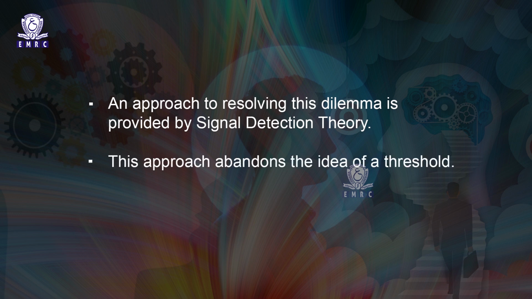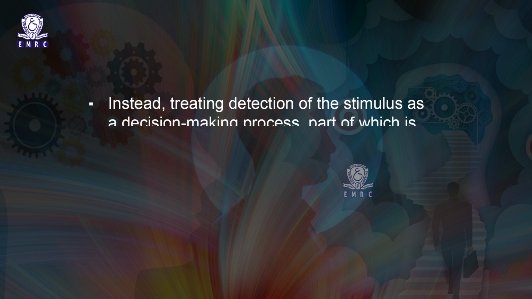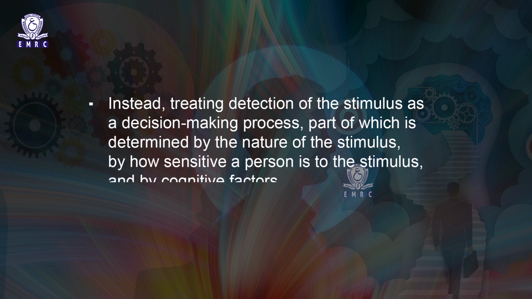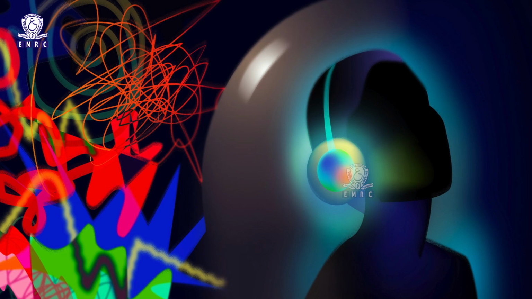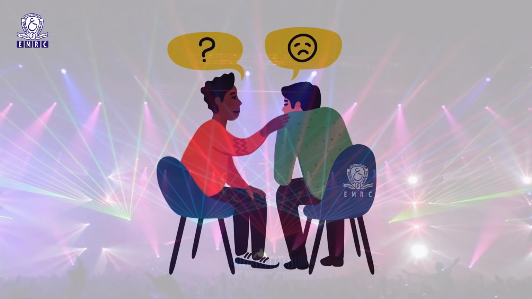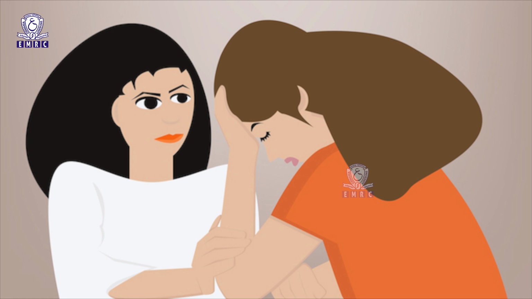This approach abandons the idea of a threshold, instead treating detection of the stimulus as a decision-making process, part of which is determined by the nature of the stimulus, by how sensitive a person is to the stimulus, and by cognitive factors. In other words, a person will be able to detect more intense sounds or lights more easily than less intense stimuli. Further, a more sensitive person requires less stimulus intensity than a less sensitive person would.